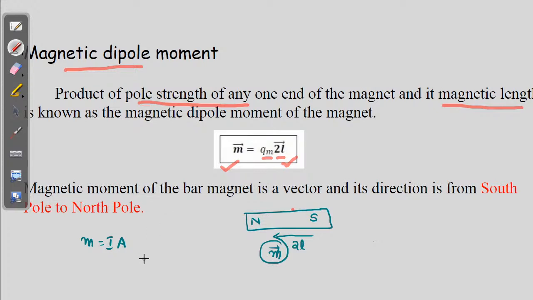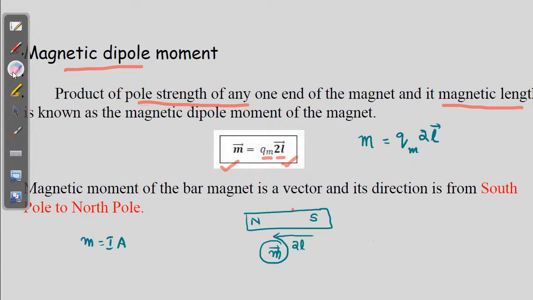So whenever you are asked to find out the magnetic moment associated with the bar magnet, you have to use this expression: the strength of any one of the poles multiplied by the magnetic length of the bar magnet.